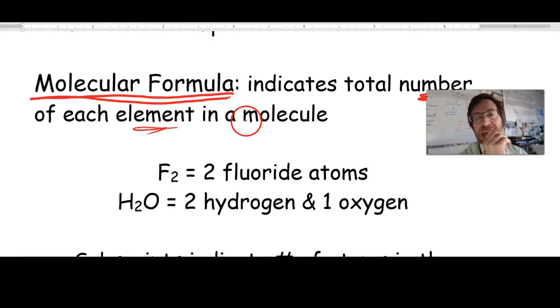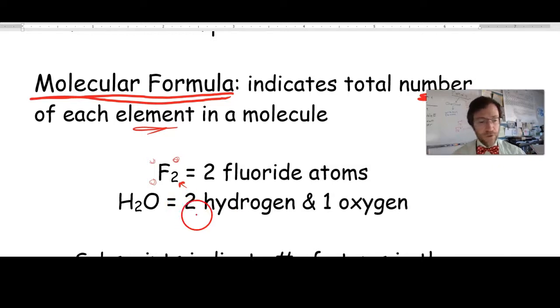So the corners around an element have meaning. This corner here is for mass. This corner here is for atomic number. This corner here is for charge, but that tells us how many atoms. So if you see F with the subscript of 2, that tells us that there are 2 fluoride atoms in that particular compound. Just like in H2O, there are 2 H's. That little teeny number at the bottom right tells us how many.